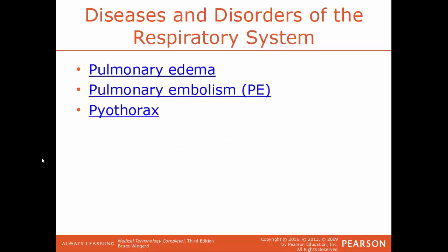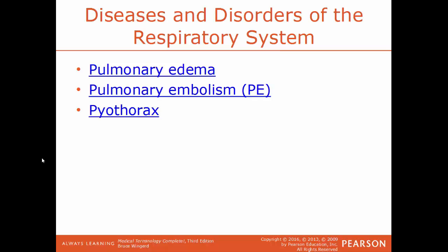Our next term, pulmonary edema. This is a fluid accumulation within the air sacs of the lungs, which makes it very difficult to breathe. Our next term, PE, pulmonary embolism. This is where you have an embolism, which is a traveling blood clot, that actually enters the lungs. That's why it's a pulmonary embolism.